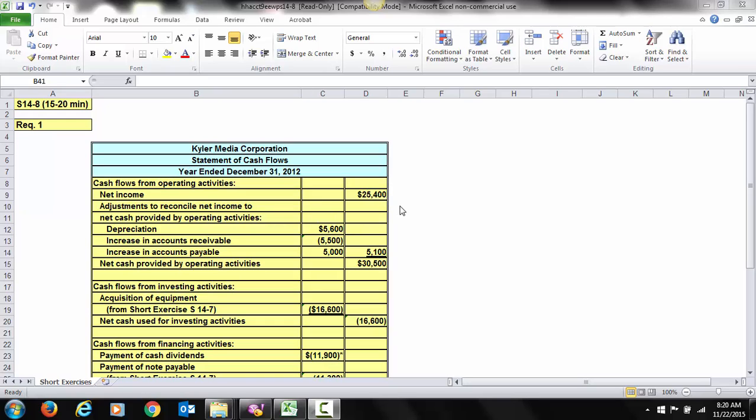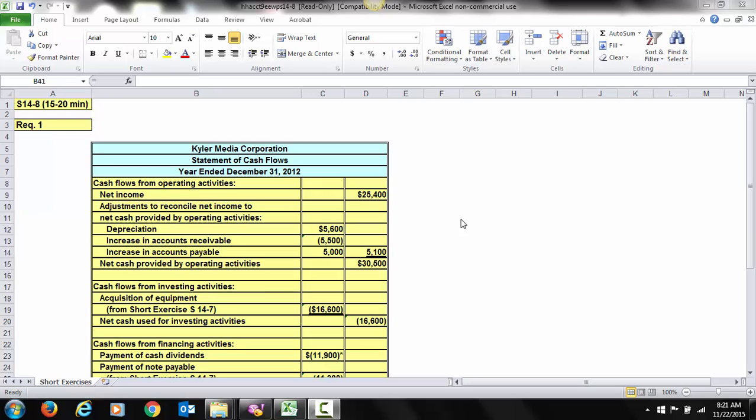Then we come down here to the adjustments to reconcile net income to net cash provided by operating activities. The first thing we're going to do is if we have depreciation, depletion, or amortization of intangible assets, we're going to add that number back. The reason being, that's not a cash basis number. That number has served to decrease our net income, but it has nothing to do with cash. So we're going to add back depreciation.